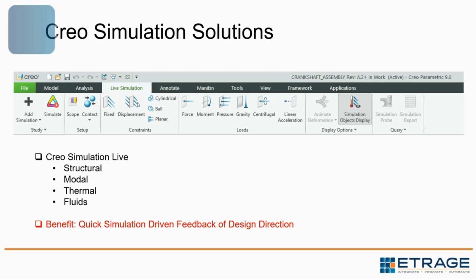And the goal with CSL is essentially very quick directional feedback of how you can tweak or change your design to improve any simulation performance results, right? And so the advantage of Creo Live Simulation is, number one, it's meshless, right? It does not require mesh at all.